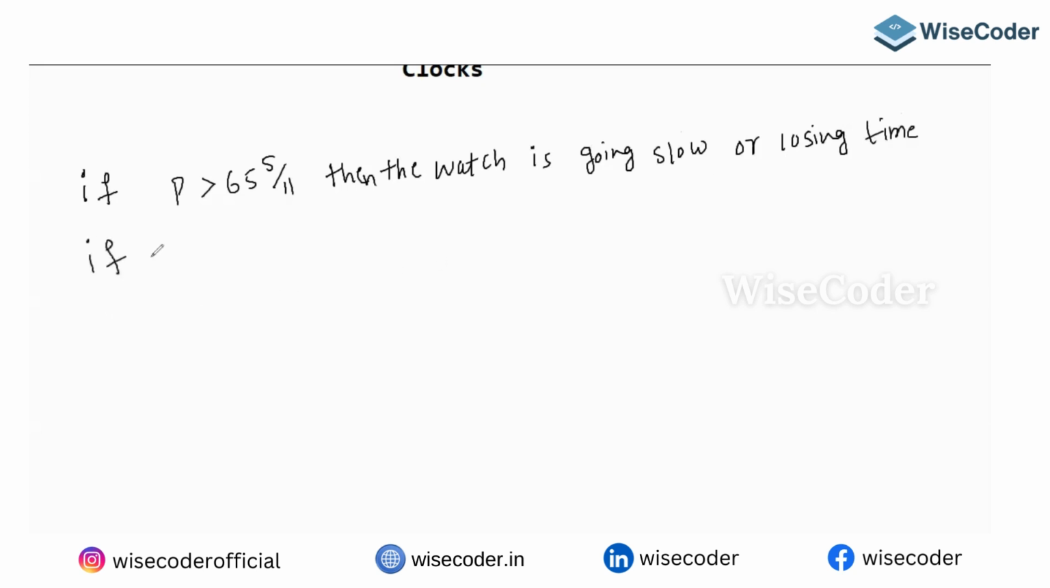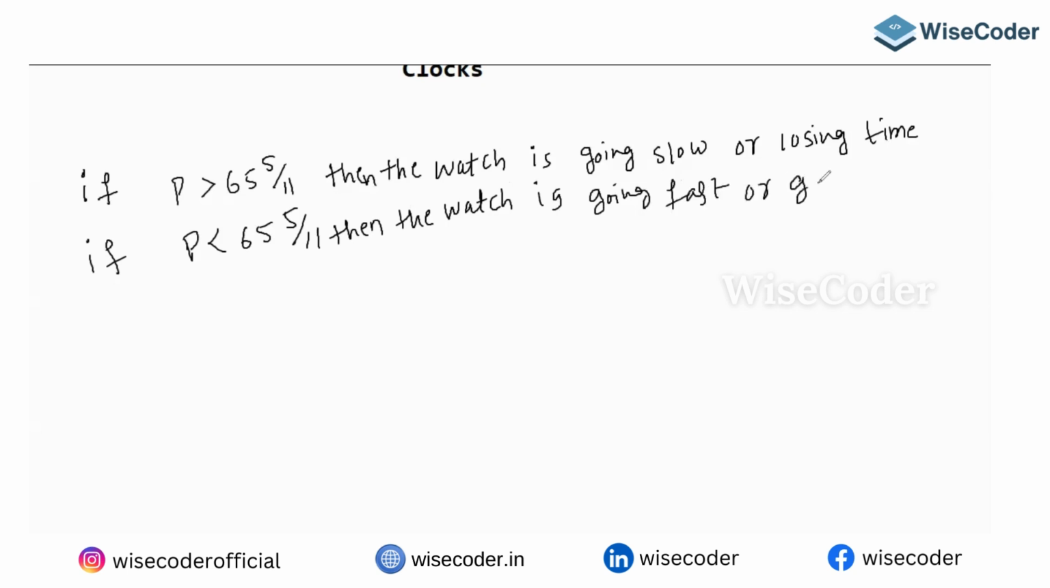Point number 2, if p is less than 65 5 by 11, then the watch is going fast or gaining time.